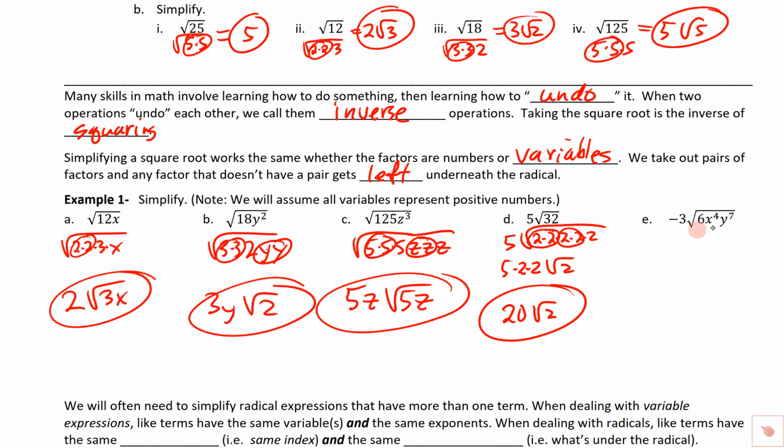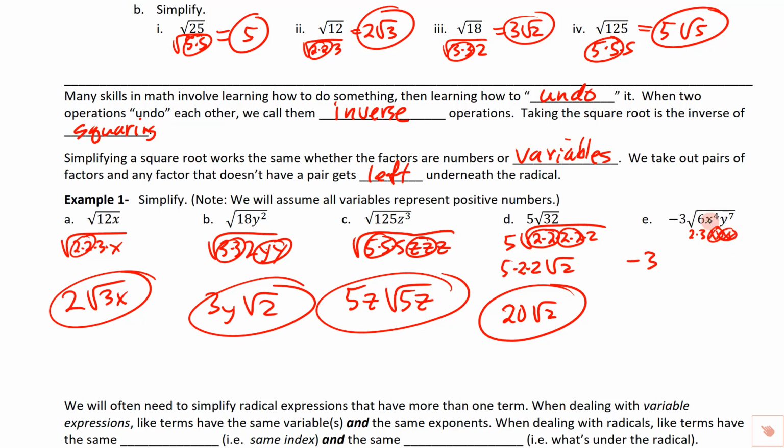Now, this one's a little bit more complicated because, look, we've got more than one variable and we've got some larger exponents. So here's the way I want you to think about these. We've already got a -3 on the outside. We've got a 2 and a 3 there for the 6. So we don't have any pairs there. But we've got 4 x's. Well, if you've got 4 x's, how many pairs is that? It's 2 pairs. So if you have to write it out like this, that's totally okay.